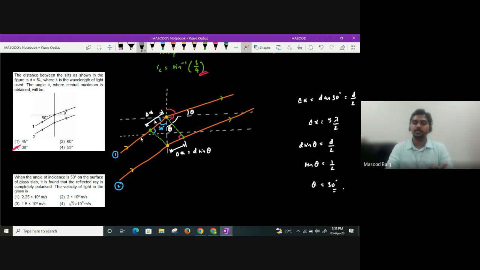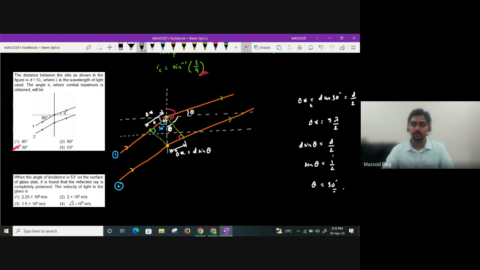Where will the central maxima be formed? At that particular position where there is no path difference. It means now after crossing the slits, the second wave should travel more distance or not? How much more distance? Again delta x distance only. So on the left side, delta x value was d cos 30. On the right side, delta x value is d sine 30, guys. So d sine theta we got.